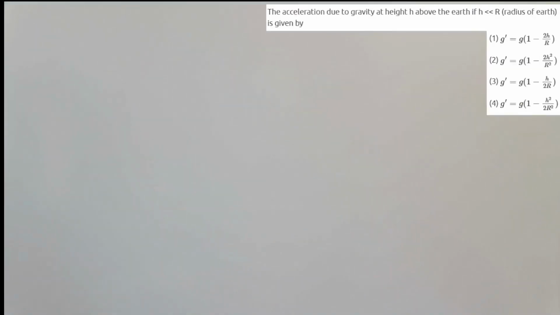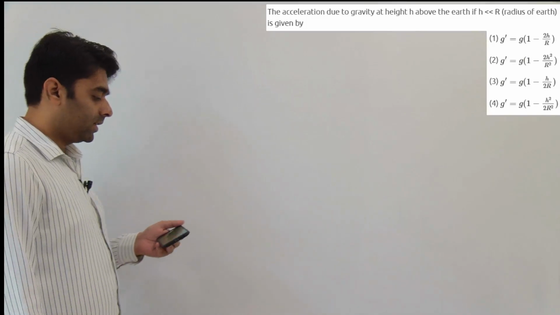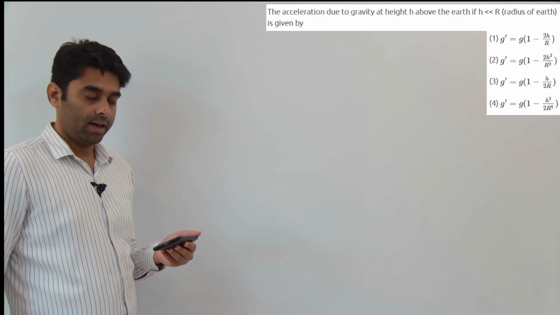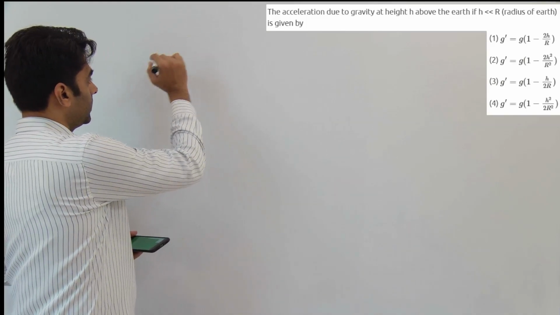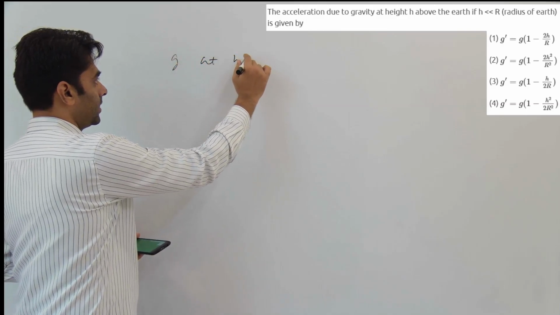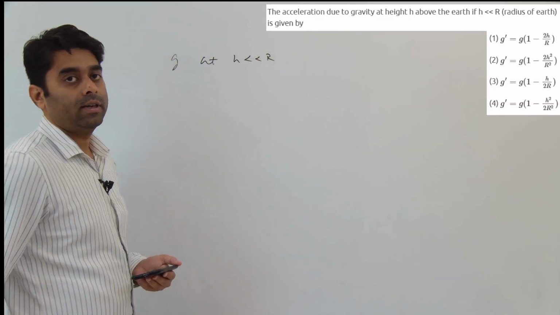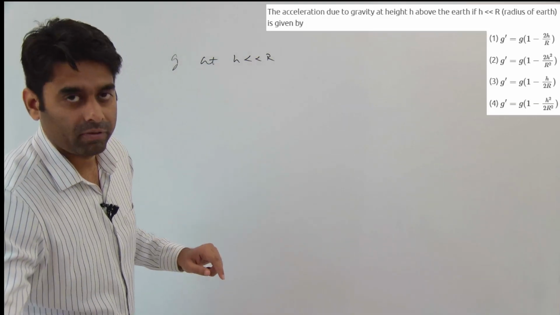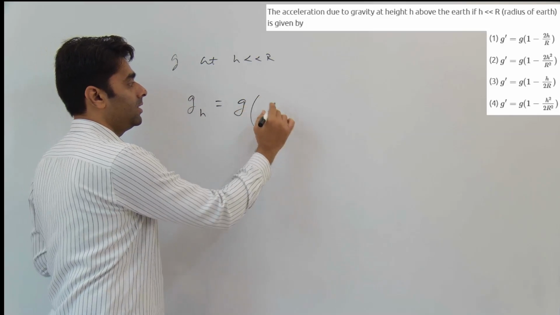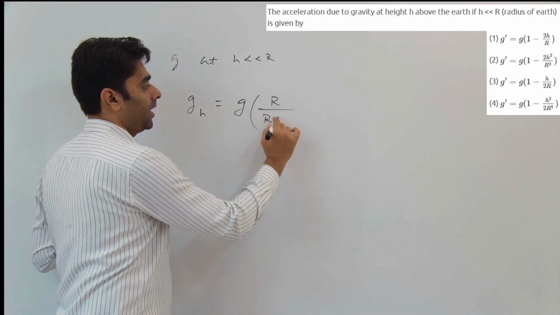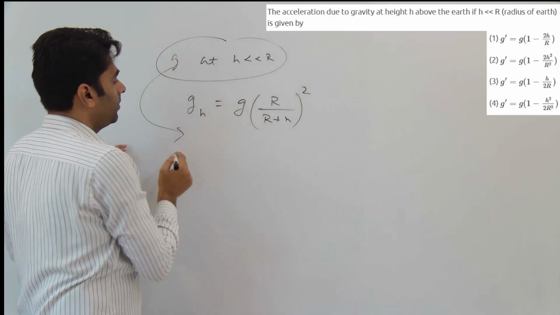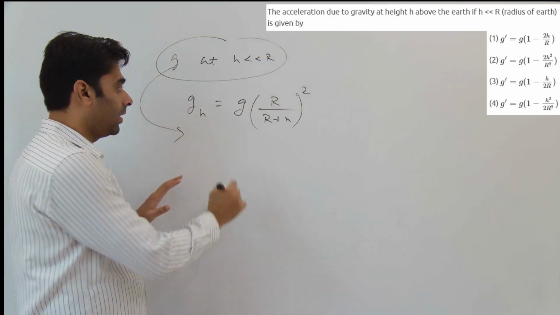Our next question is acceleration due to gravity at height h above the earth, if h is less than r, is given by. Acceleration due to gravity, that is g, at h less than r. Now beta, there are two relations. This is very specific, very clear cut. There are two relations for g variation. At height h we write g times r by r plus h whole square.